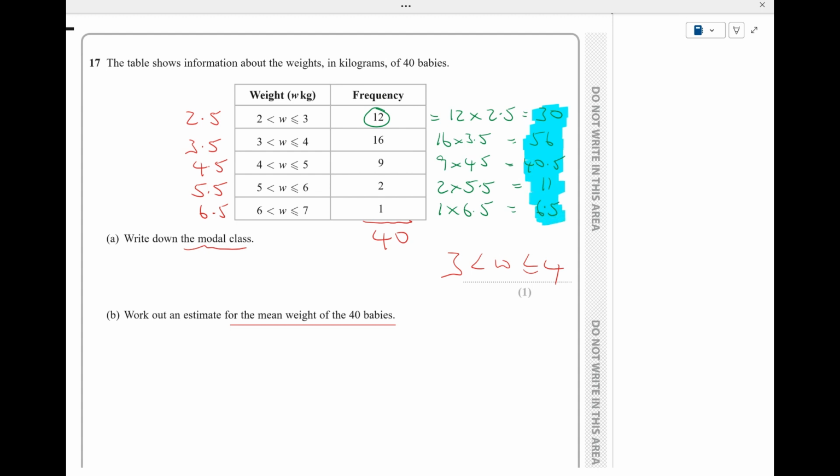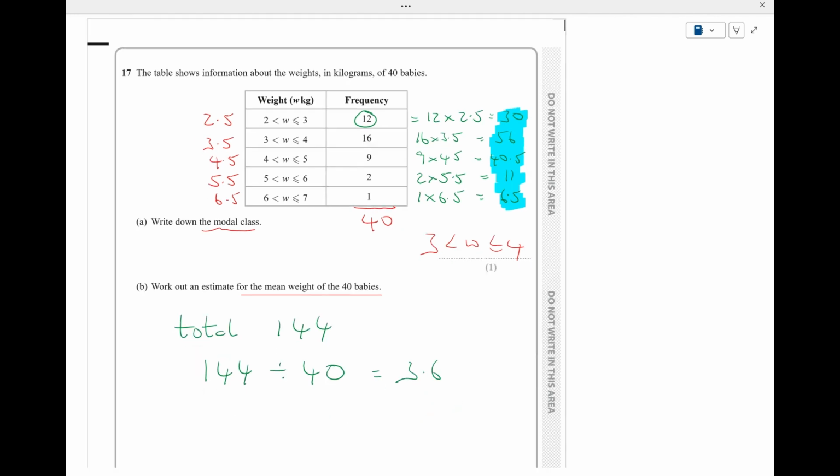Right. 30 plus 56 plus 40.5 plus 11 plus 6.5 equals... So the total is 144. Now, that's the total weight. What do I divide it by? I divide it by 40, the number of babies. Gives me an average of 3.6, a mean of 3.6.